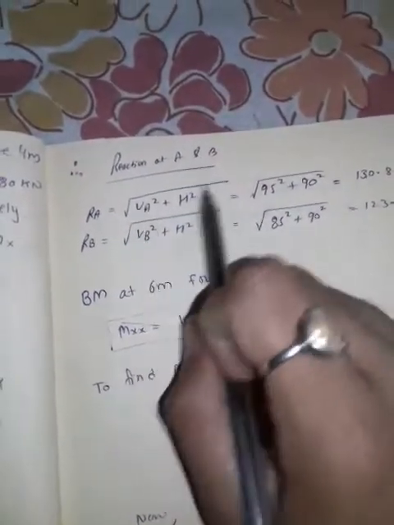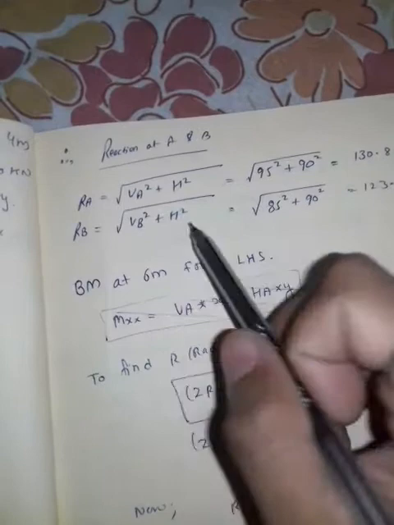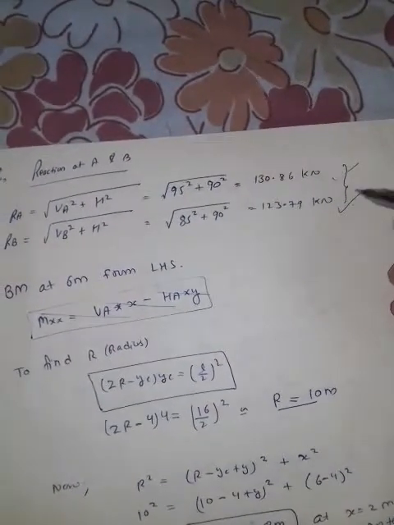So the resultant is just like the Pythagoras theorem, as RA is equal to under root of VA square plus H square, and RB is equal to under root of VB square plus H square. So we calculate both the resultant reactions at the A and B supports. Now we have to calculate the bending moment at 6 meter from the left hand side.